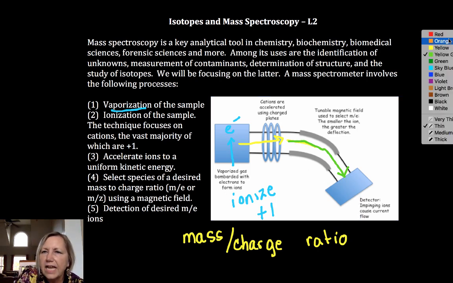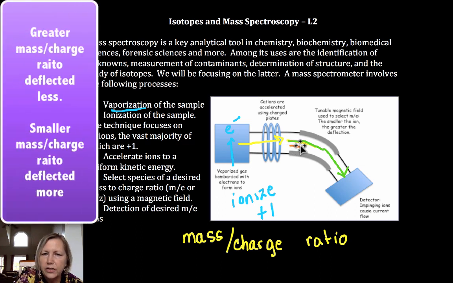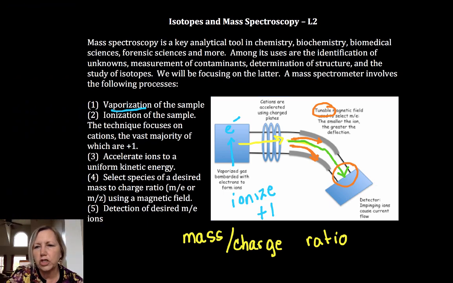Now, if the ions are heavier than what we want, they're going to be deflected down. And if they're lighter, they're going to be deflected less. So the lighter ones get deflected more, the heavier ones get deflected less. Sorry about that, I misspoke. Lighter ones have a longer arc because they are easier to move. You can think of it that way. The heavier ones are deflected less, but the point is we get to collect a particular isotope. Then we can tune this magnetic field so that it selects that particular mass to charge ratio that we're interested in.